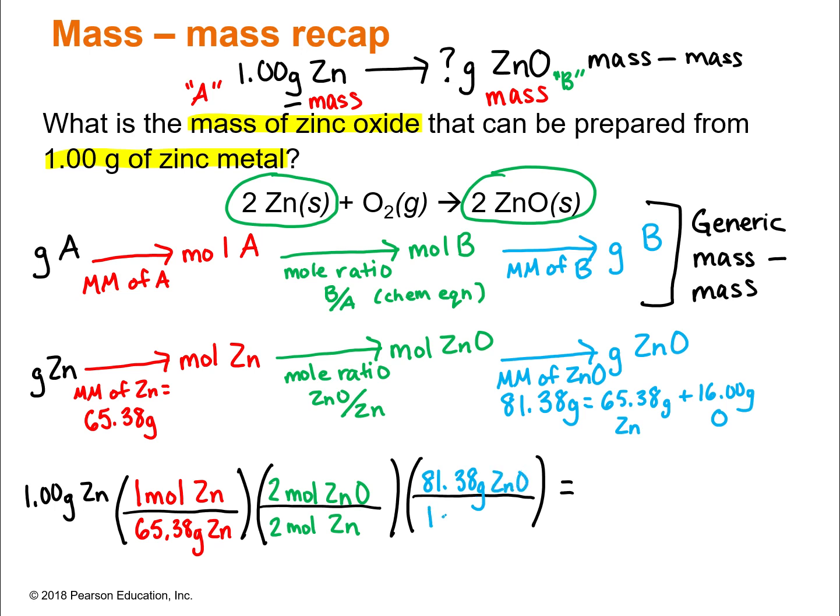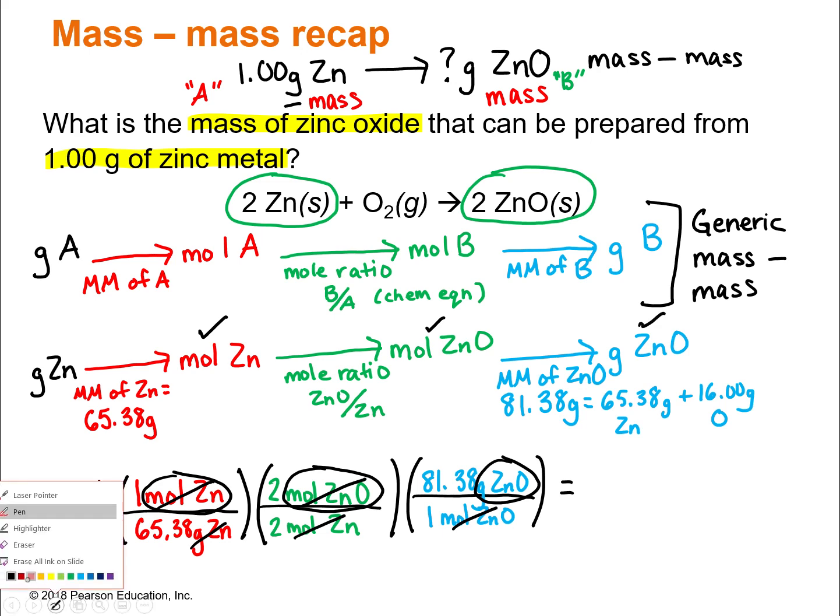And I'll show you how it all cancels out. Grams of zinc cancel, and we have moles of zinc. Moles of zinc cancel. We use our mole ratio. We get moles of zinc oxide. We cancel those moles, and we get grams, which is what we want at the end. To put this into your calculator, remember that parentheses are your friends.